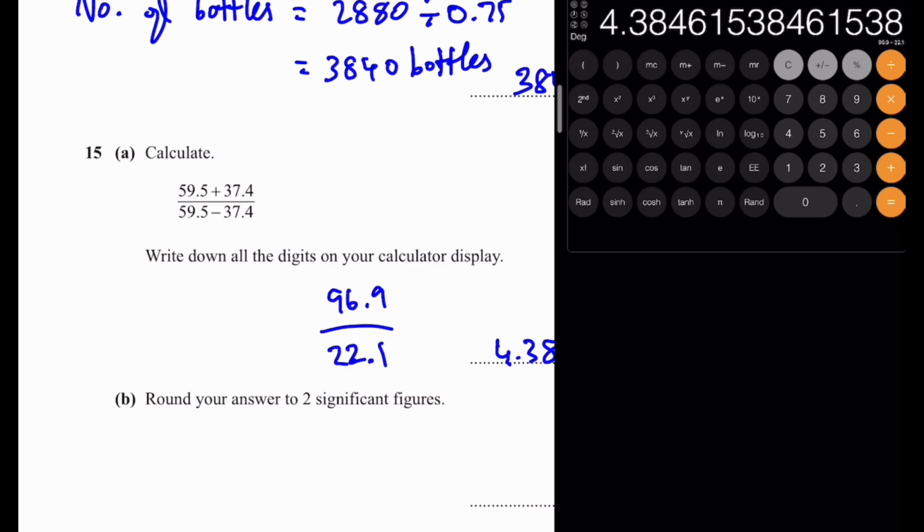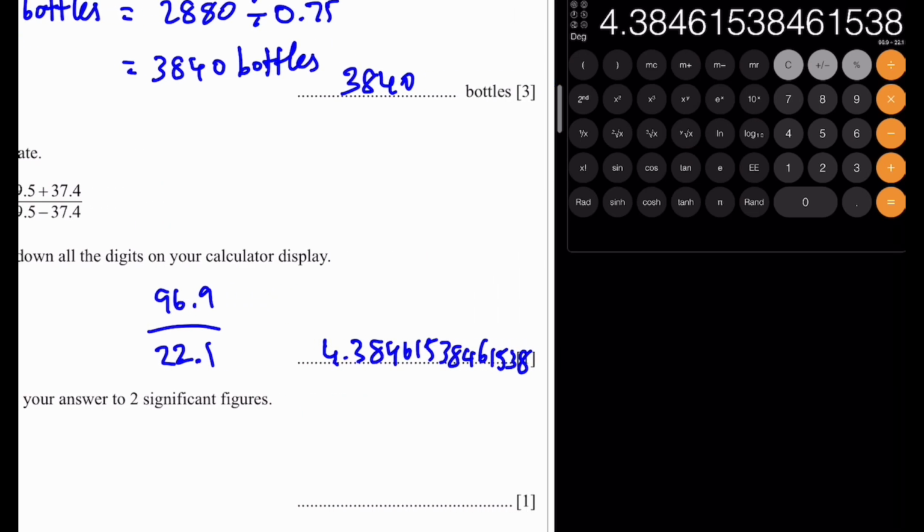B, round the answer to 2 significant figures. So this is just 2 significant figures. The third one is greater than 5, and that means it'll be 4.4.